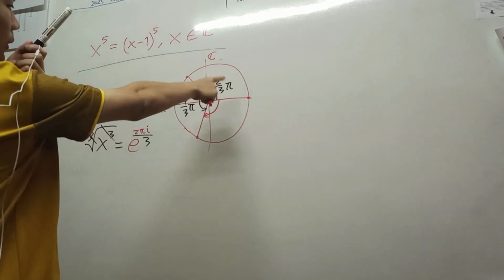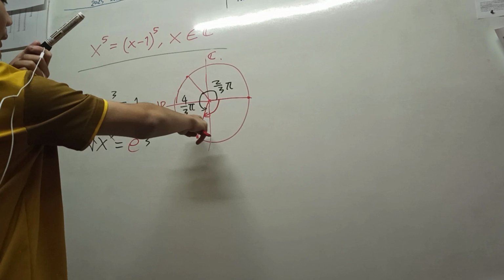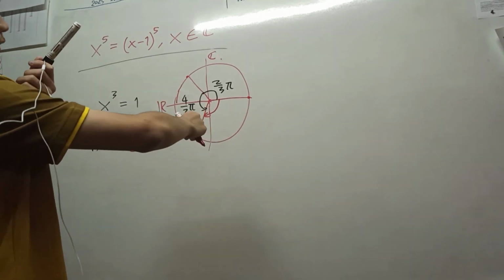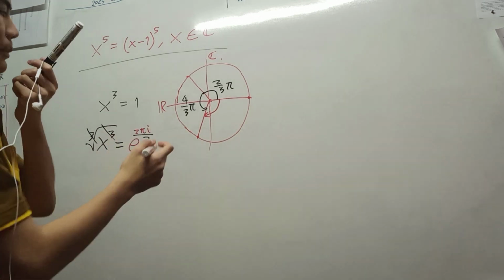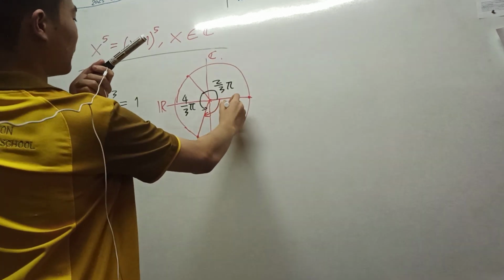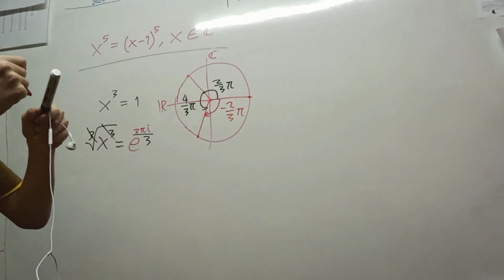And in this case, the whole circle is 2 pi radians, right? So this is 4 over 3 pi. And we just have to subtract that from 2 pi, which we would get minus 2 over 3 pi. So the angle here will be minus 2 over 3 pi because we're going in this direction. That's why we have the negative.